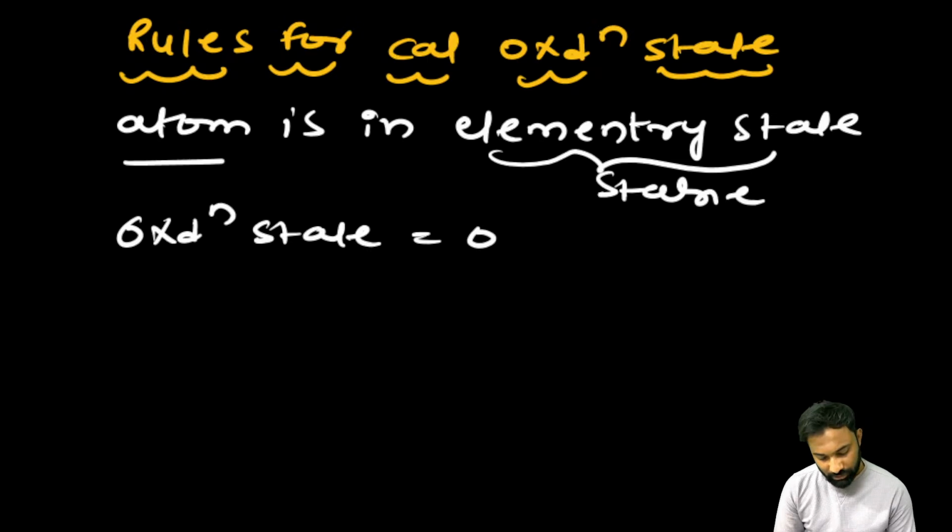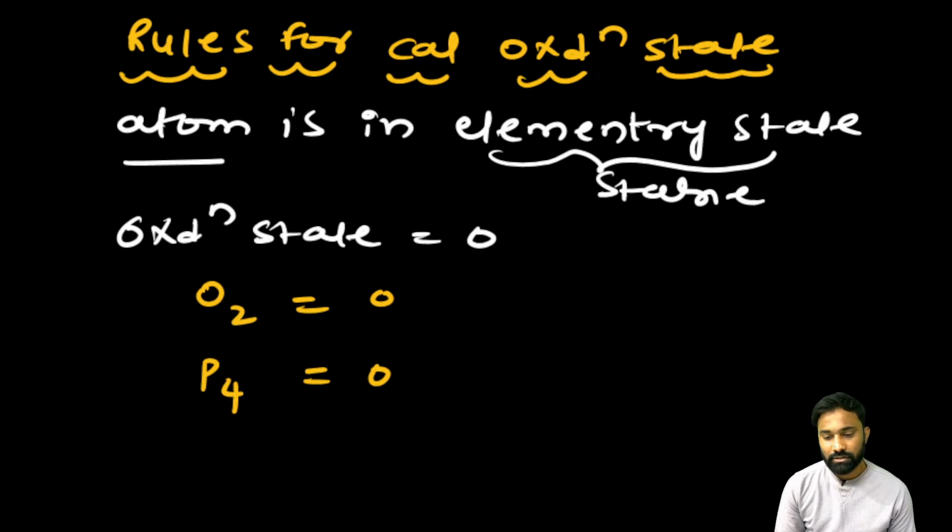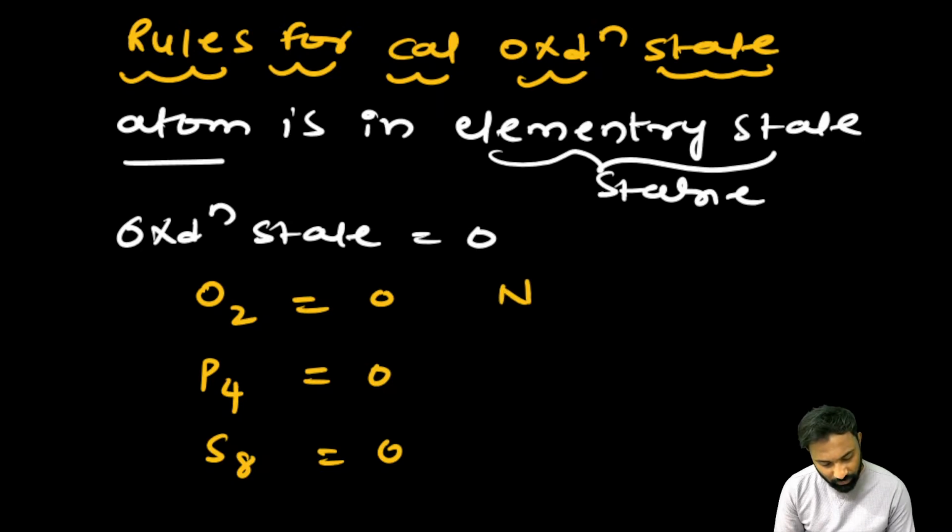Sir, what are those elementary states of the atoms? Means oxygen, if they give oxygen as O2, its oxidation state is 0. Now phosphorus, if they give P4, its oxidation state is 0. If sulfur is given as S8, its oxidation state is 0. If suppose nitrogen N2 is given, its oxidation state is 0. Okay. Now carbon, only simple carbon, diamond, if they have given; actually the stable state of carbon is graphite.